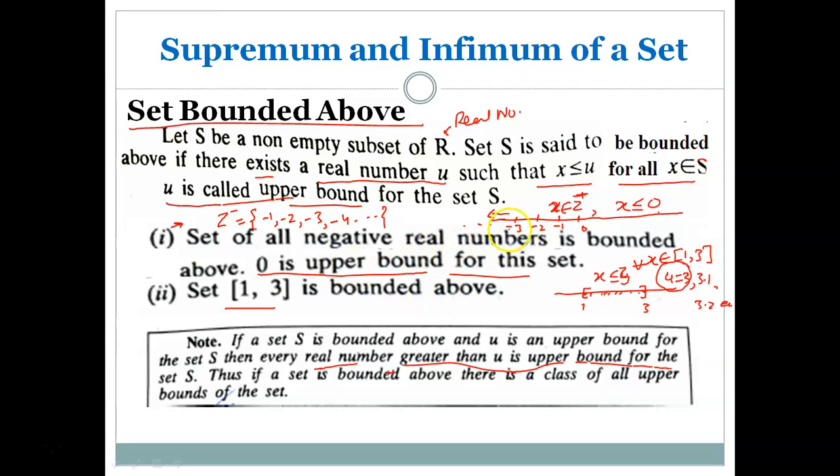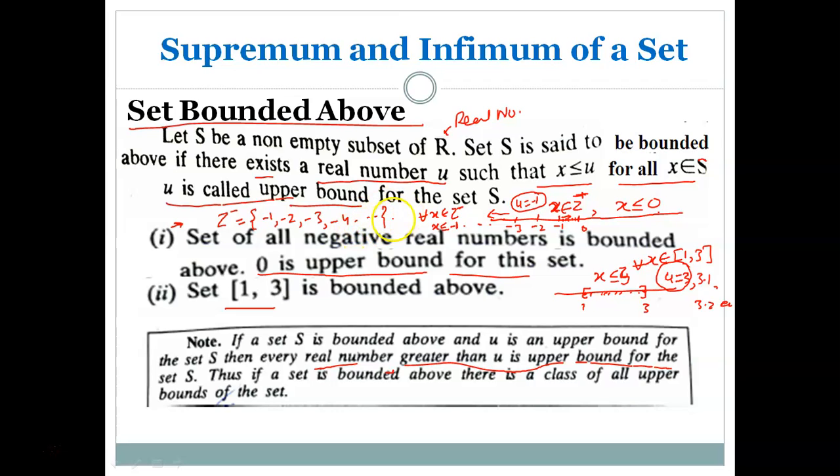For example, for this case, not only 0 but every number on the right side of -1 will be an upper bound for this set. Even -1 is also an upper bound. You can also take u equal to -1, because for all x belonging to the negative integers, x is less than or equal to -1. So -1 is also an upper bound, and all the numbers on the right-hand side of this line from -1 onward will be upper bounds for this set of negative integers.